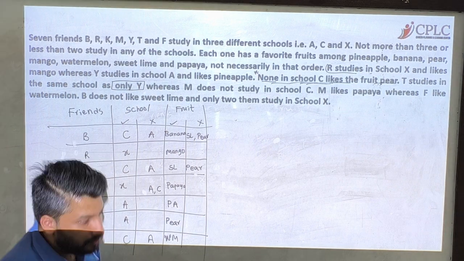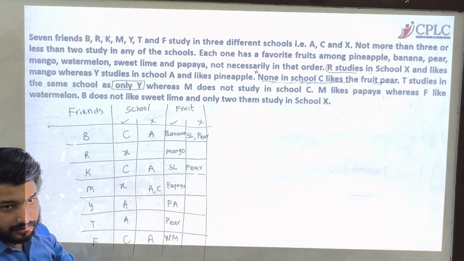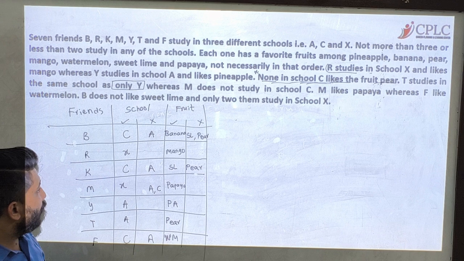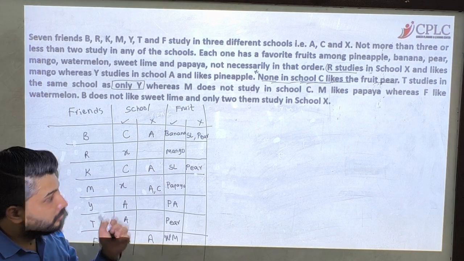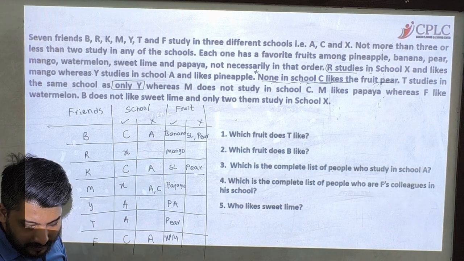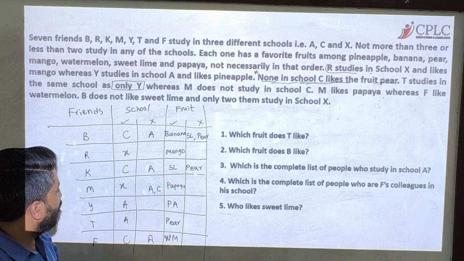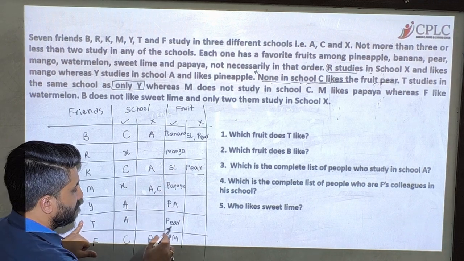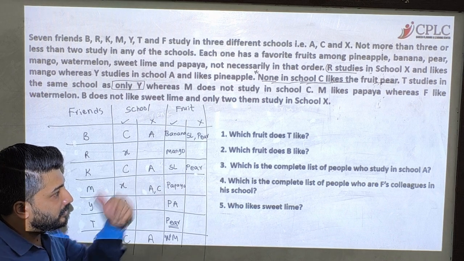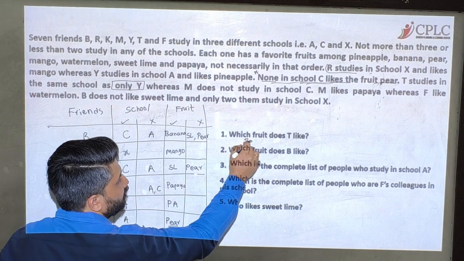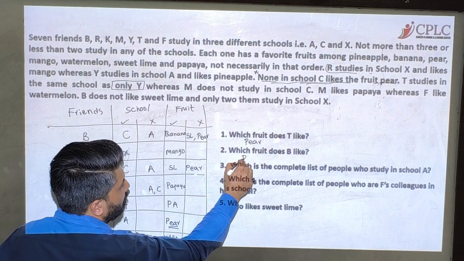Now what we need to do is answer the questions based on all these data points. So let's have a look at the questions also. The first one, very simple, says which fruit does T like? We have figured that out. T likes the fruit pear, so that is your answer for the first question. Then which fruit does B like? B likes banana.